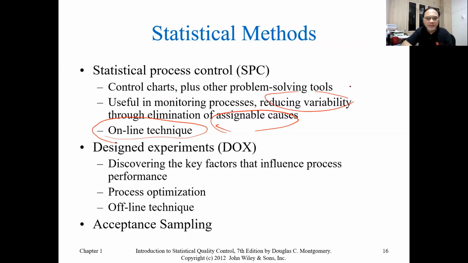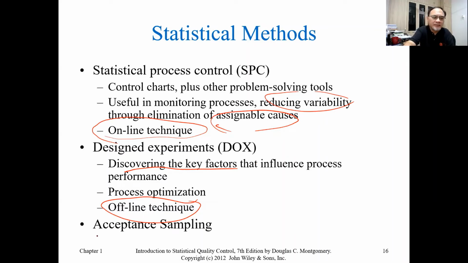But if you do it much earlier, or if you do it trying to optimize, this is an offline technique. That means you do design of experiments. You try to discover the key factors that influence process performance. And you decide on the parameters, for example, the temperature: is it better at a lower or a higher level? Certain material A, is it better at a higher level, meaning more of that ingredient, or less? So you optimize all the parameters, and you decide on the combination of these parameters.